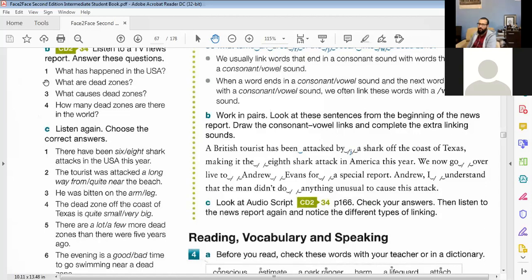And I told you about the sea without oxygen, maybe. This is the answer for question number two. The definition of a dead zone. That's correct. An area in the sea or the ocean with no oxygen. But how does it happen? How does it start? What causes it? This is question number three. It's a different answer.